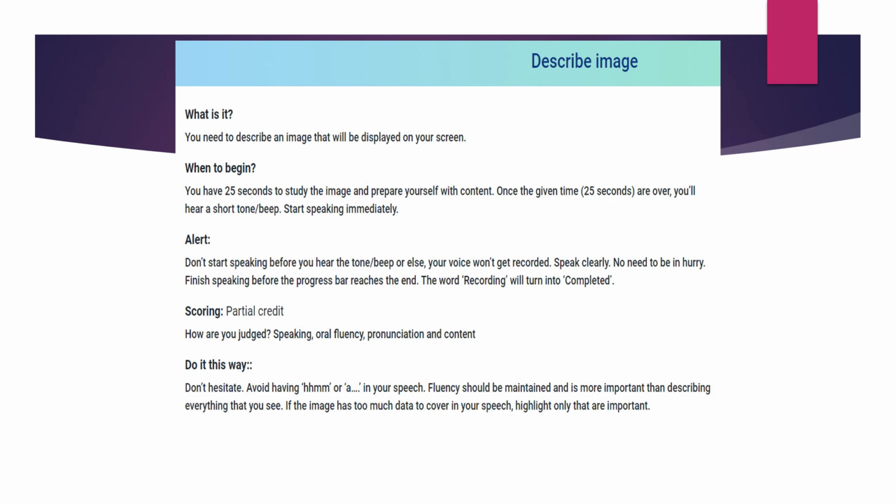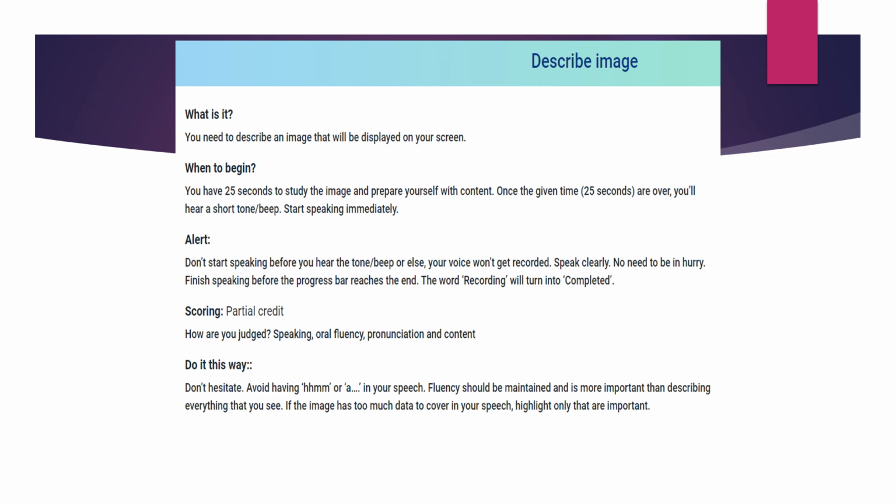You need to describe and elaborate on whatever you can see, but you need to follow the steps correctly as well. So don't start speaking before you hear the tone or beep, or otherwise your voice won't be recorded. Speak clearly, no need to be in a hurry. Finish speaking before the progress bar reaches the end and the word recording turns into completed. So again, you will be judged on pronunciation, oral fluency, and content.